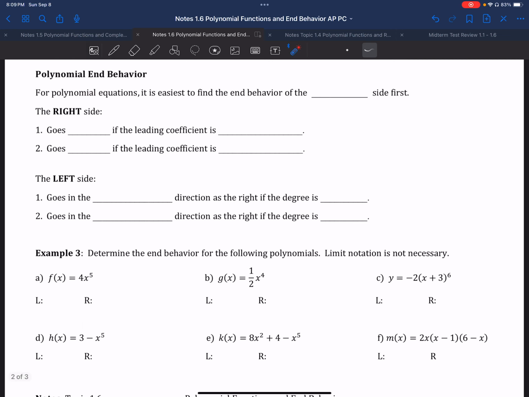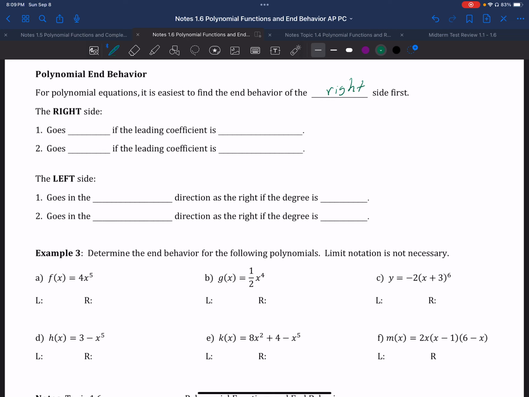We can use some of the properties of polynomials to figure out their end behavior by just looking at the equation without the need to look at the graph. So this will help us on the non-calculator part of the test. I'm going to give you two different ways to do it. So the first one is by using the leading coefficient, and then if it's an even degree function or an odd degree function. So for this one, the easiest way to do this is by looking at the end behavior on the right side first.